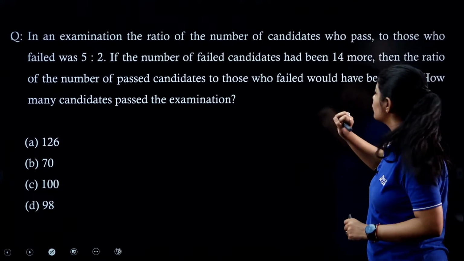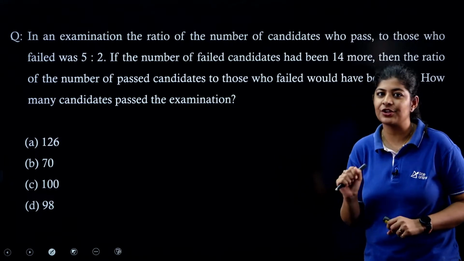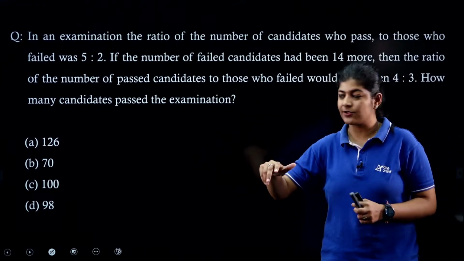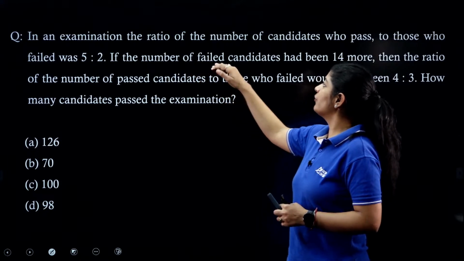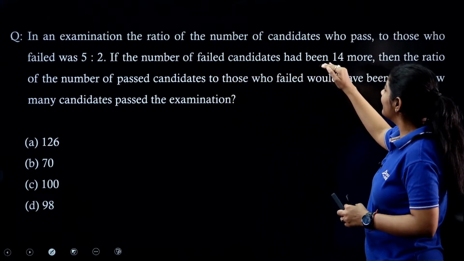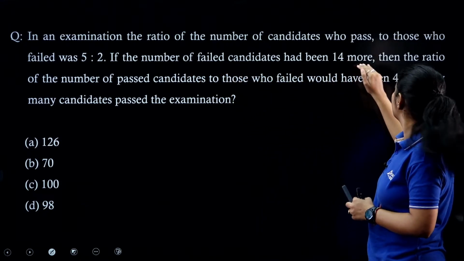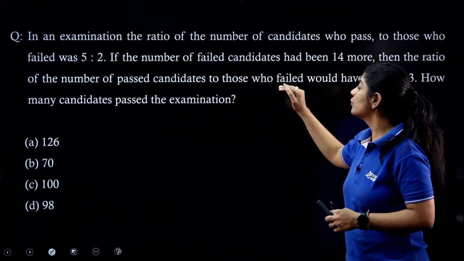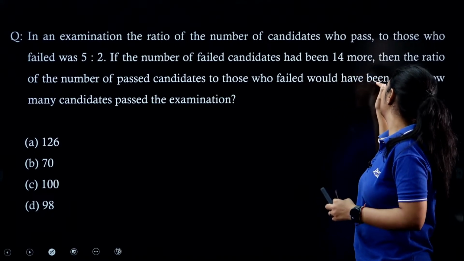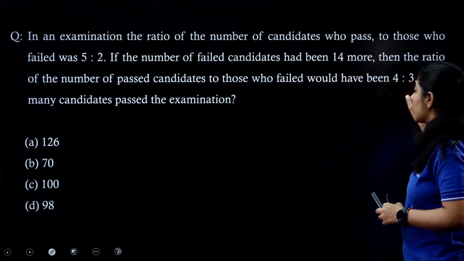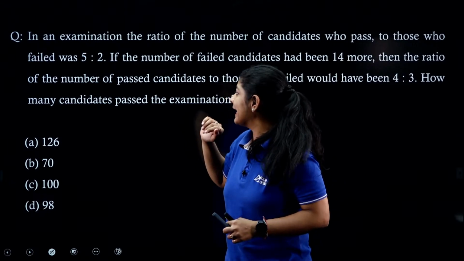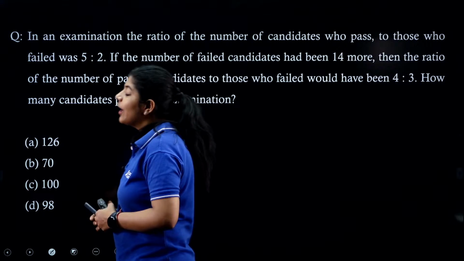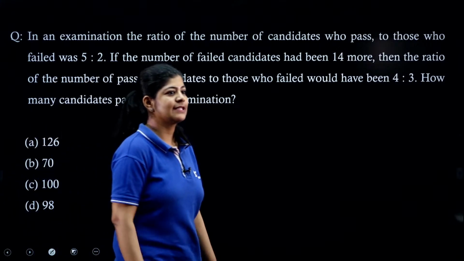Next. The next question says that in an examination, the ratio of the number of candidates who passed to those who failed was 5:2. So here we are having a ratio of passed students and failed students. If the number of failed candidates had been 14 more, then the ratio of passed candidates to those who failed would have been 4:3. What you need to do is find out how many candidates passed the examination.